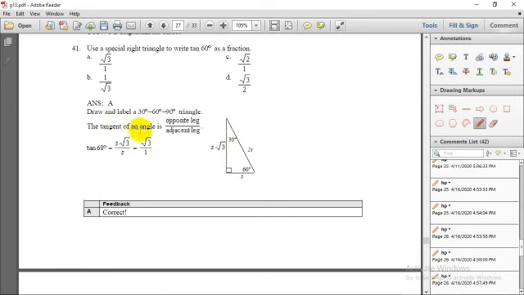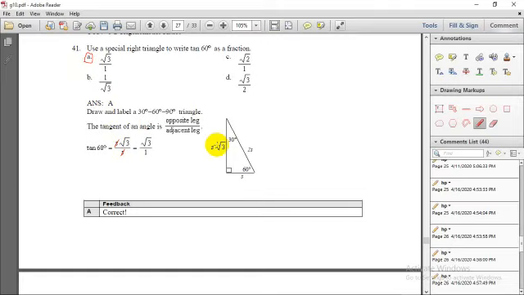So the tangent of an angle is what? The tangent is opposite over adjacent. So tangent of 60 is opposite, which is s square root 3, over adjacent, which is s. The s will cancel with the s, dividing s by s, so it will be square root 3. So square root 3 over 1, which is A.